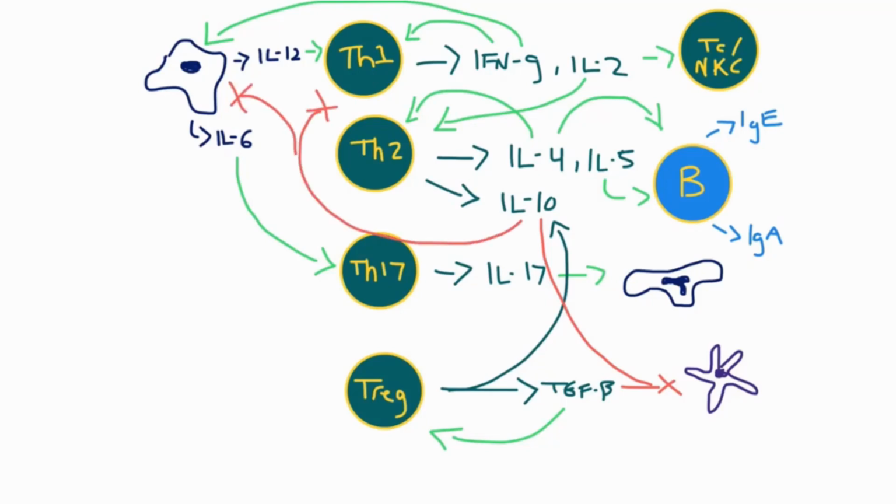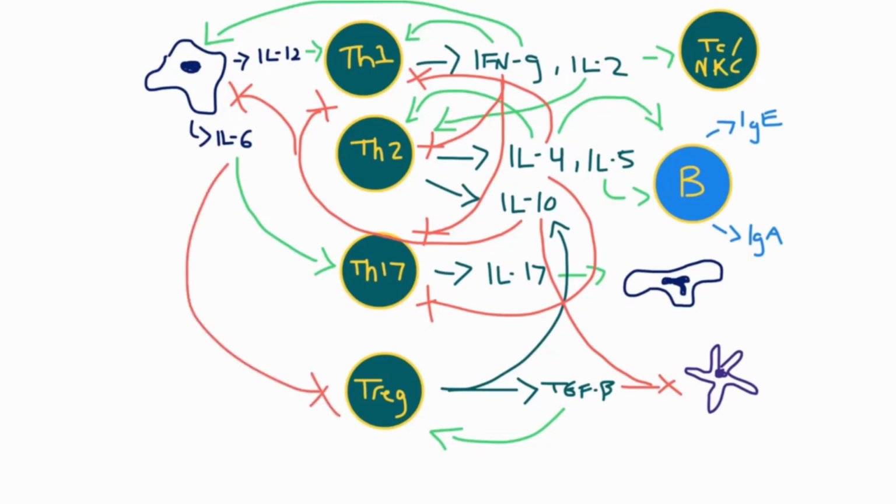And remember, all the helper T cells inhibit production of the other types. So interferon gamma inhibits Th2 and Th17 cells. IL-4 inhibits Th1 and Th17 cells, and something has to inhibit the anti-inflammatory Tregs, and that's IL-6, a very pro-inflammatory cytokine.